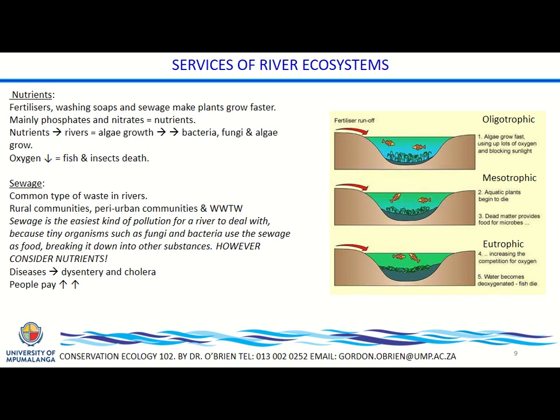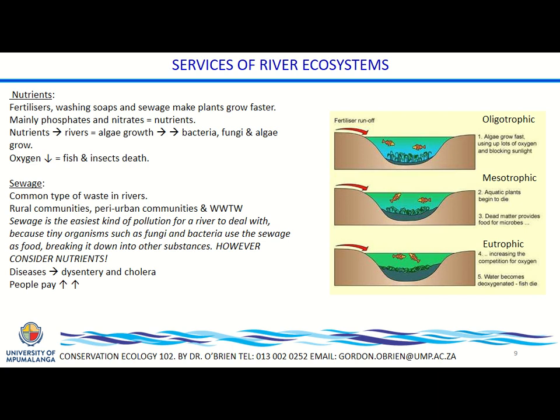So in sewage, which is a common type of waste in rivers, we spoke about how many urban areas there are and how it enters the environment. Rural communities, peri-urban communities, and wastewater treatment works, that's where it comes from. Here, in italics, it says sewage is the easiest kind of pollution for a river to deal with because tiny organisms such as fungi and bacteria use the sewage. This doesn't mean that sewage or nutrient impacts don't have an impact on the environment. It just means compared to salts and toxicants, sewage is relatively easier to clean in the environment. It is easier to clean.